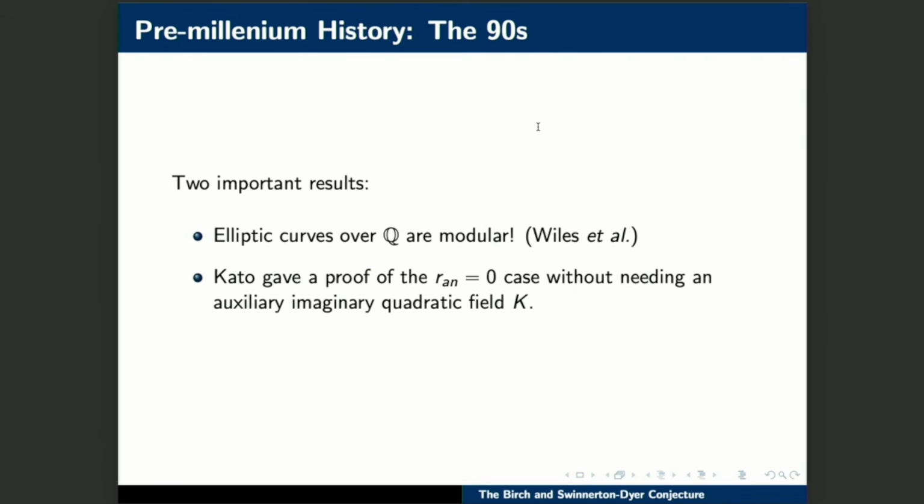In the 90s, there were two important results. First of all, we could get rid of that hypothesis of modularity from those theorems. And secondly, Kato gave an important new proof of the analytic rank equals 0 case without needing to introduce these Heegner points. So that gives us more flexibility to study things.